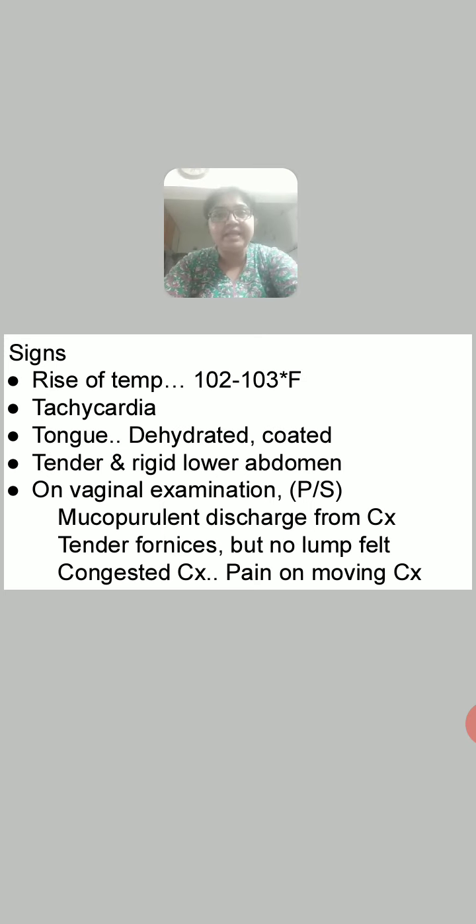On vaginal examination, especially when the per speculum examination is done, now what findings do we get? Mucopurulent discharge from the cervix, tender fornices but lump is not felt, and congested cervix, pain on moving the cervix. The woman experiences pain on moving the cervix.